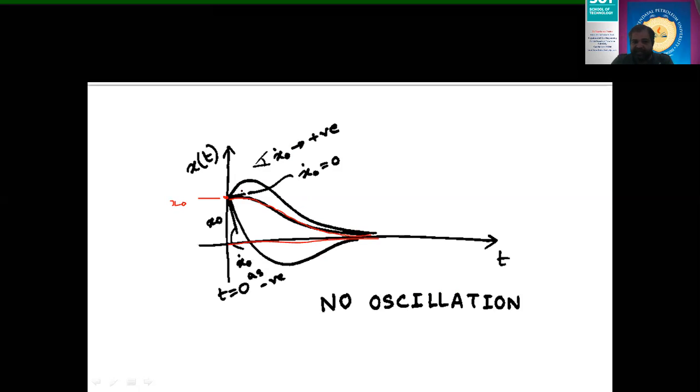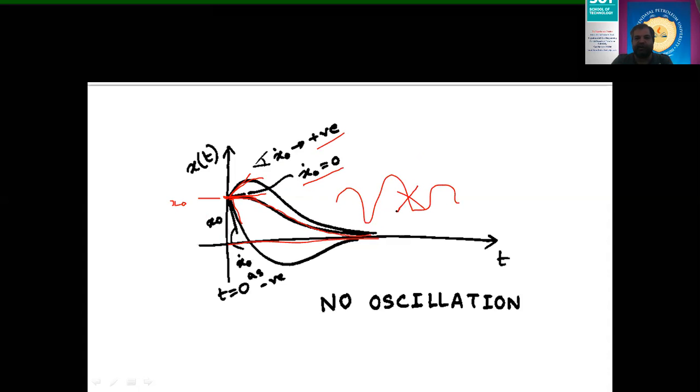Now, in this case there may be three possibilities. One is this: it may go up, where x0 dot is positive, or it may go down, where x0 dot is negative, or it may start flat like this, where the slope is exactly horizontal and x0 dot is 0. But in all three cases, there will not be any oscillation like this. This is not an oscillating body.